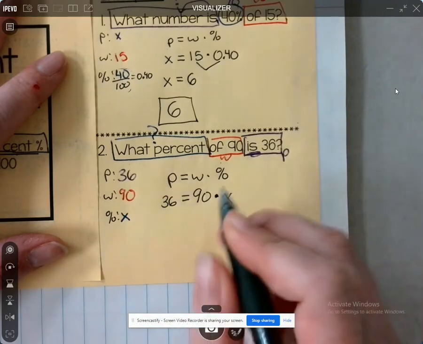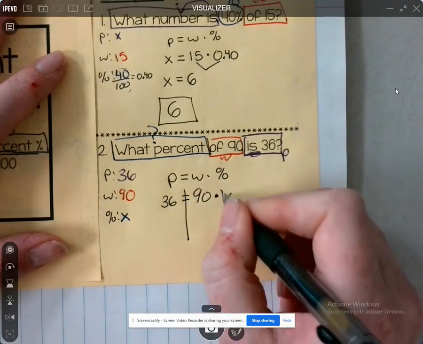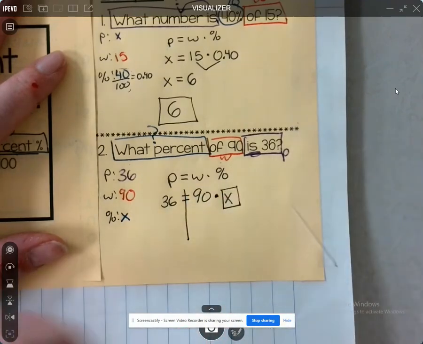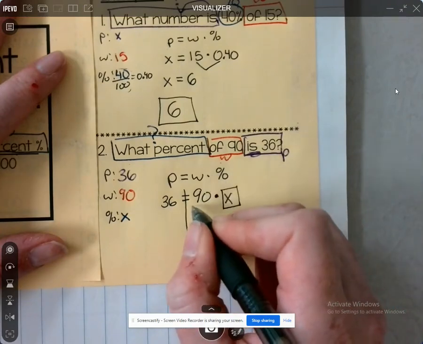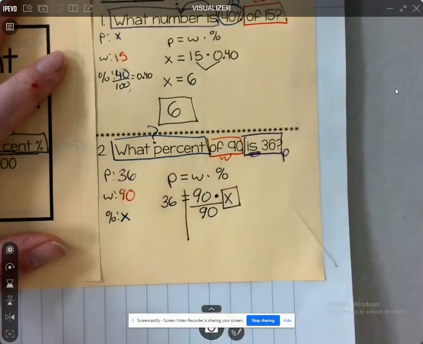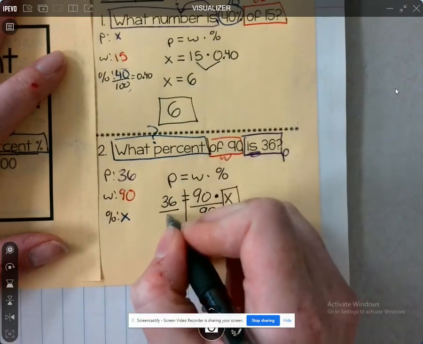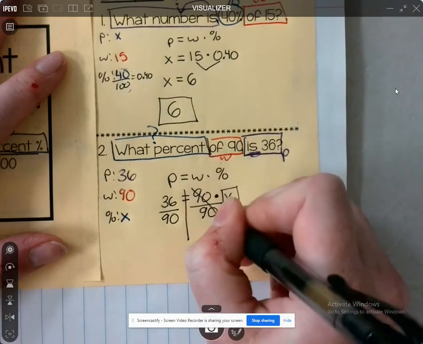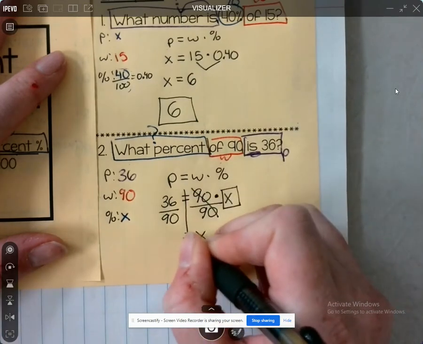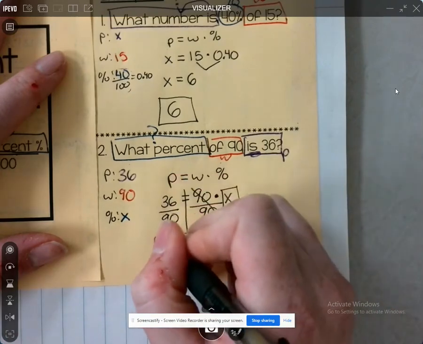Now the X isn't by itself, and it needs to be, so we want to isolate our variable and say, okay, how do we get rid of a times 90? The opposite of times 90 is divided by 90. Whatever we do to one side, we want to do to the other. 90 divided by 90 cancels out, leaving us with the X. 36 over 90 is equal to 0.40.